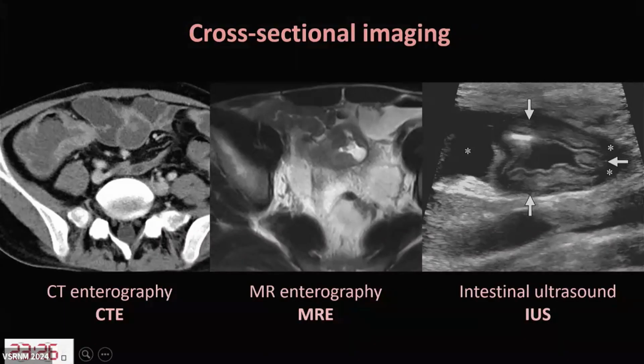So for the imaging of inflammatory bowel disease, the state-of-the-art cross-sectional imaging tools we have are here. One is CT enterography, and also we have MR enterography. And recently, intestinal ultrasound is getting more and more popular.